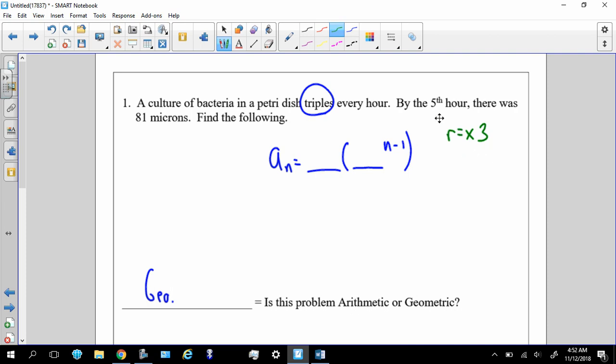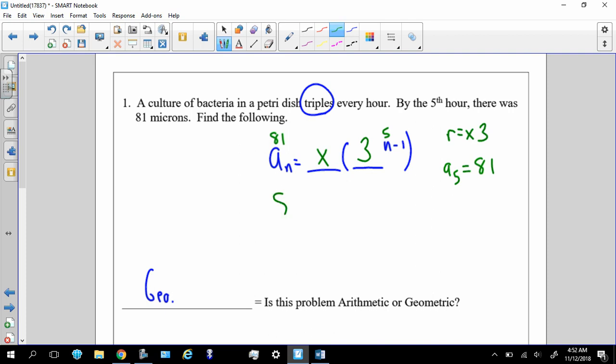So that means my rate is going to be 3. Now it says by the 5th hour there are 81 microns. So a of 5 equals 81. Well, let's just throw some stuff in here. My rate triples, so that's a 3. My a of 5 is 81. So that'll be a 5. This will be an 81. But notice, I don't have my first term. I need my first term. I don't have it. I got to solve for it.